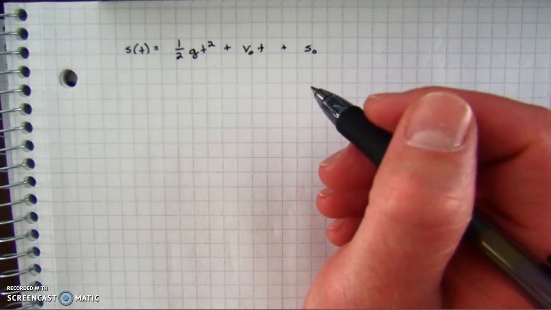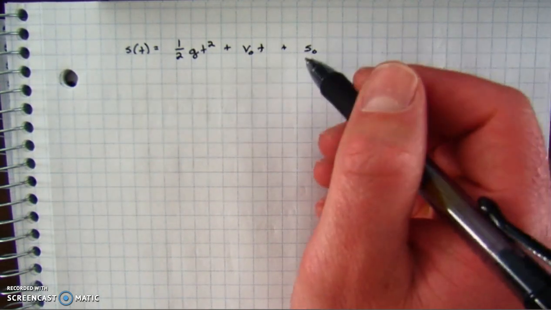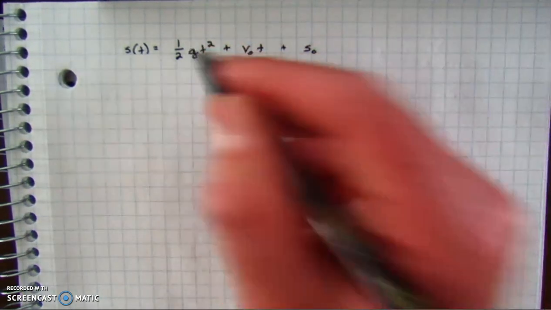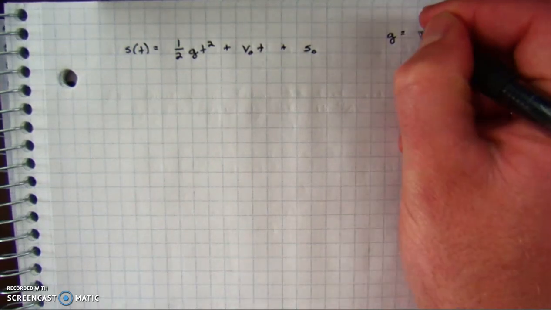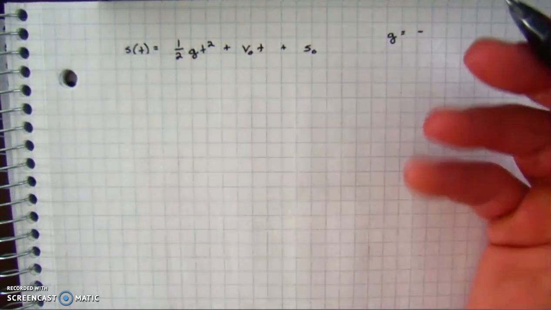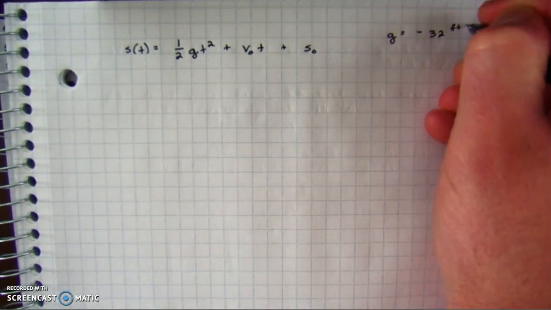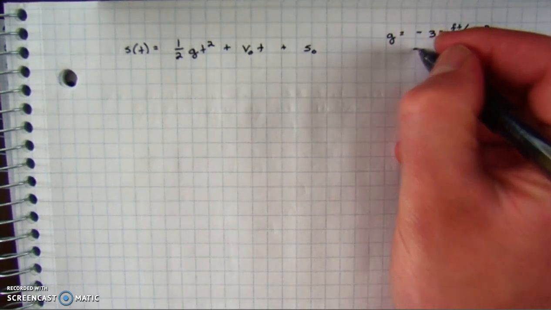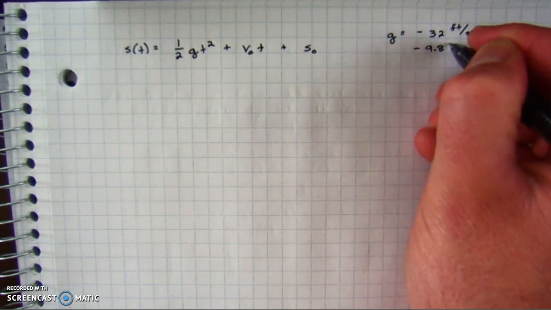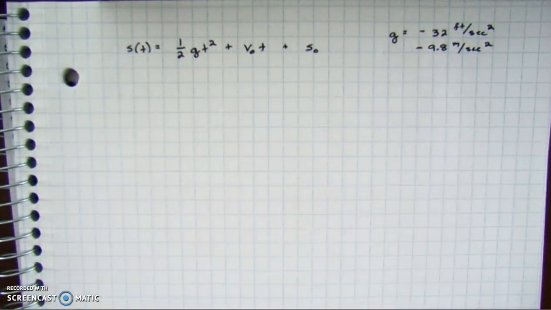So that's if you throw it in the air from 10 feet off the ground, then you have to take that into account as well. This g, this gravitational constant, actually can be a couple of different things. It's going to be negative because remember gravity's pulling it down to the ground. But if you're doing feet, you're going to have feet per second squared. If you're doing meters, 9.8 meters per second squared.